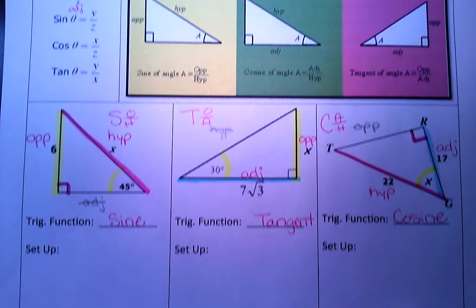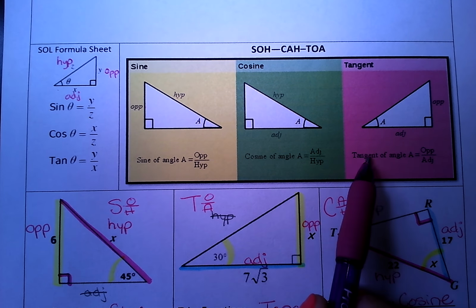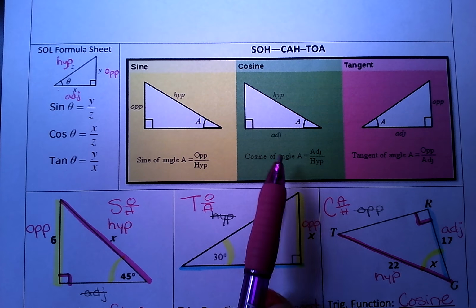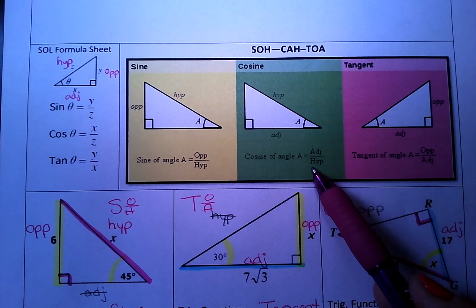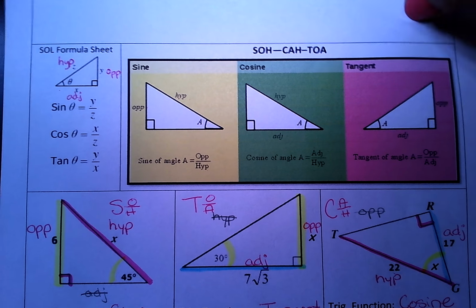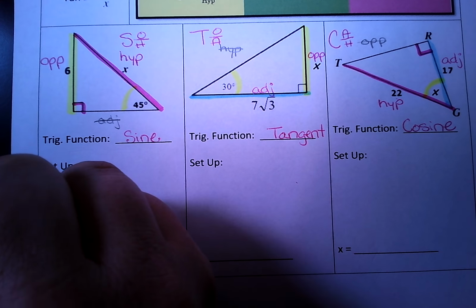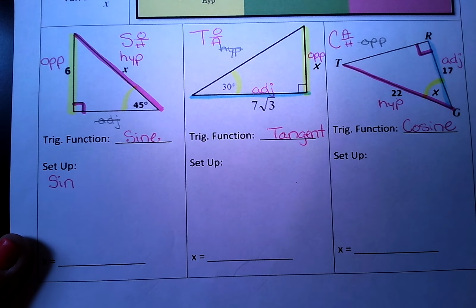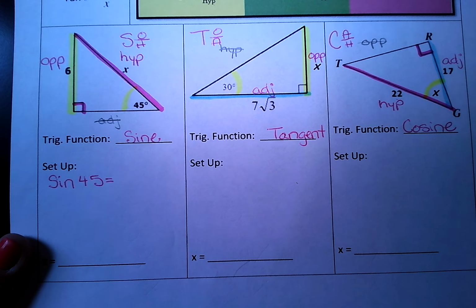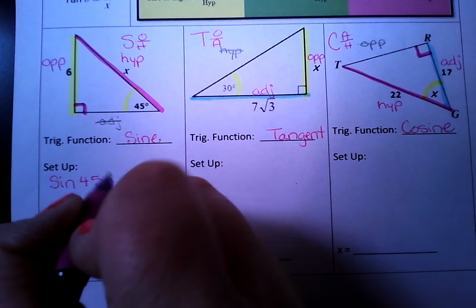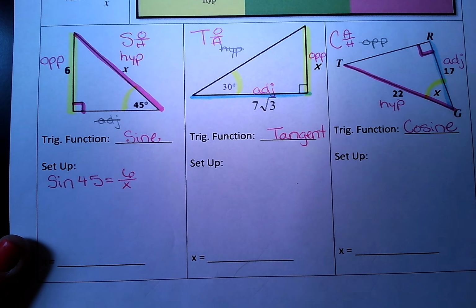Now let's get to solving these. For each setup, notice that sine, cosine, and tangent always attach to the angle measure. The side measures are on the right side of the formula. We've already decided we're using sine for the problem on the left. The angle measure is 45 degrees. The formula calls for the opposite side over the hypotenuse.